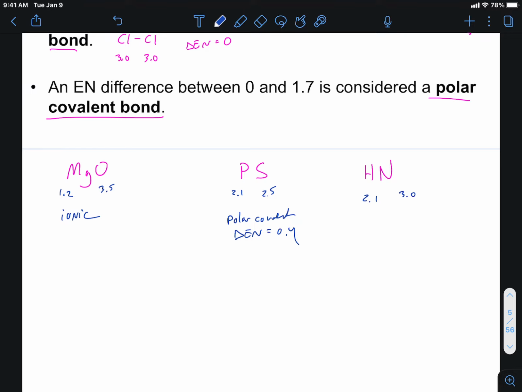Okay, what about hydrogen bonded to nitrogen? Yeah, Mattia? Polar covalent. Also polar covalent. You can abbreviate just by PC. Delta EN equals 0.9. Okay, pretty straightforward, I think, okay?